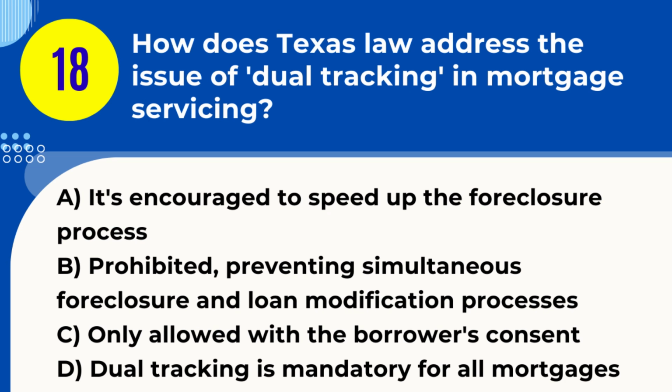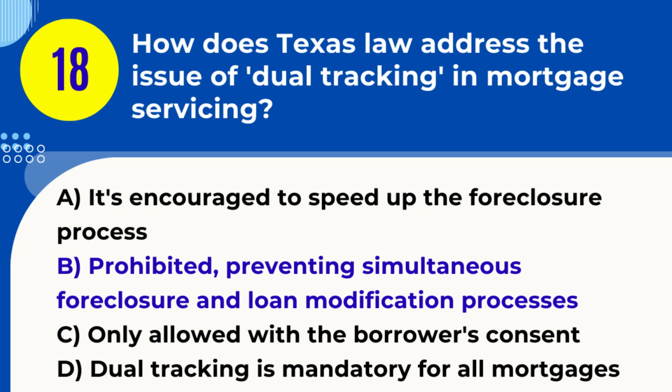Question 18. How does Texas law address the issue of dual tracking in mortgage servicing? A. It's encouraged to speed up the foreclosure process. B. Prohibited, preventing simultaneous foreclosure and loan modification processes. C. Only allowed with the borrower's consent. D. Dual tracking is mandatory for all mortgages.